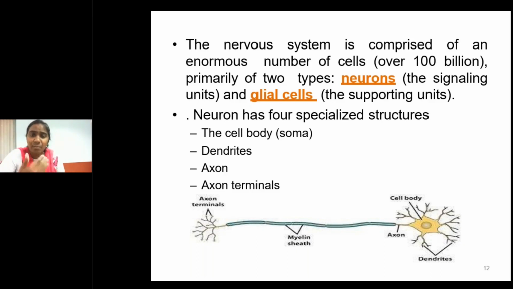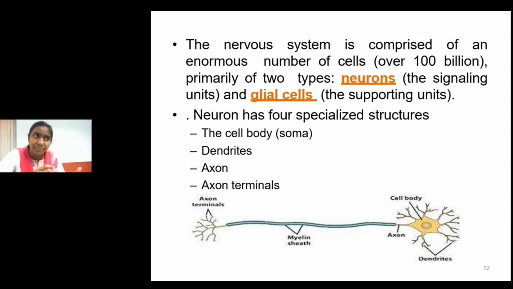These are the supporting cells which give proper steady support and provide myelin formation, etc. Some cells do special functions, for example ependymal cells. Ependymal cells play an important role in the formation of cerebrospinal fluid. In the brain, ventricles are cavities, and the ventricles are lined by ependymal cells. This ependymal lining helps in the production of cerebrospinal fluid.